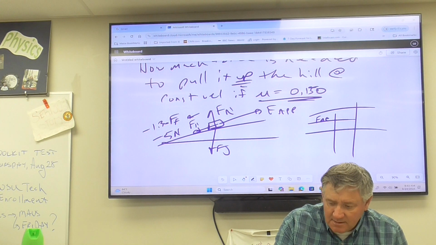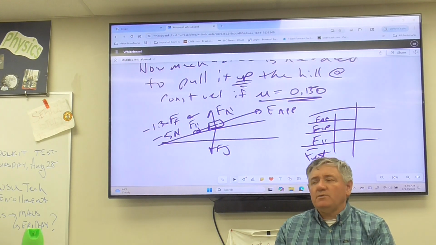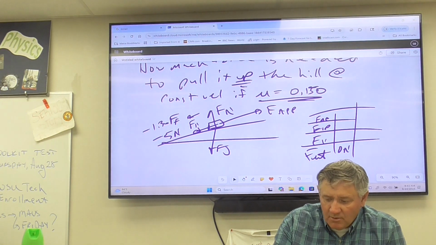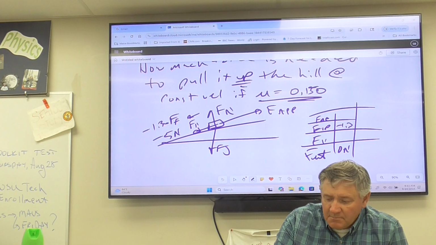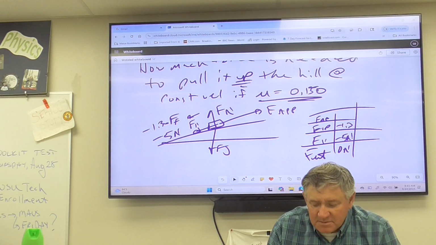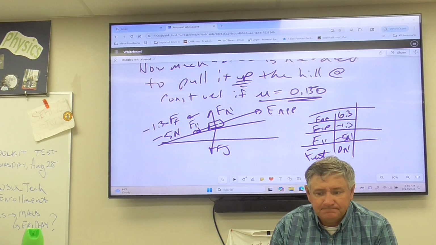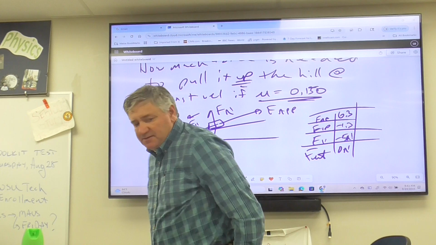So if you set up a chart, highly recommend, force applied, force opposing, force parallel, force net. What do you want the net force to equal? 0. So my force opposing was negative 1.3. My force parallel was negative 5. Therefore, my applied force has to be 6.3 newtons. Okay? That's as complicated as it gets. So, keep that going. I need to hand out the assignment.